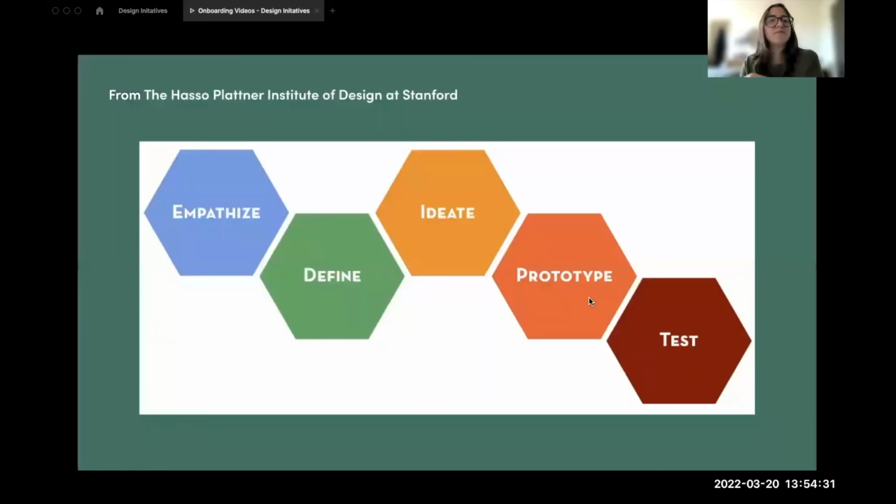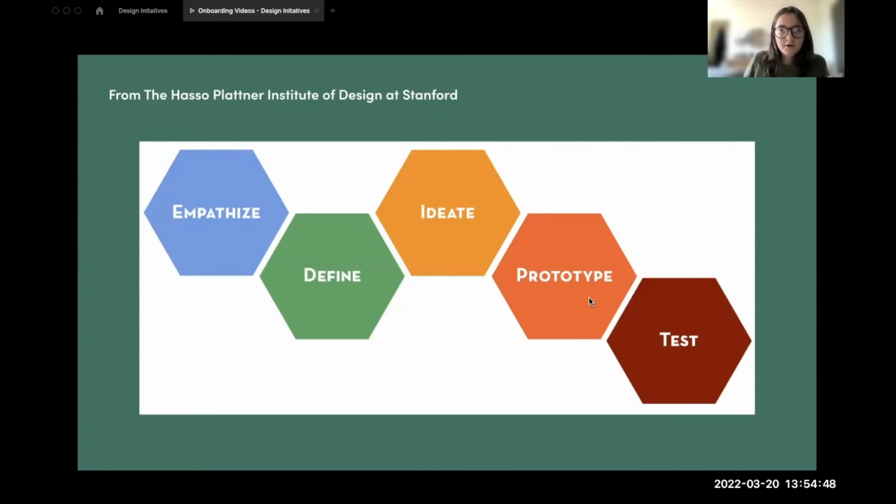So the Hasso Plattner Institute of Design at Stanford, which is actually founded by David Kelley, IDEO's co-founder, kind of explores the design thinking framework as a 5-level journey made up of empathize, define, ideate, prototype, and test.